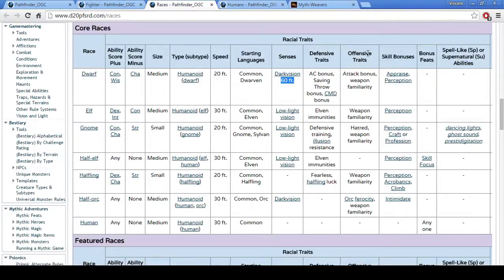And then there's going to be a bunch of other traits, which you're just going to have to read. All this stuff here is just stuff that your characters are going to have. I would not base my character decision too much on the extra traits unless you have something very specific in mind. What I would mainly base my race choice on is the ability score plus and the ability score minus.